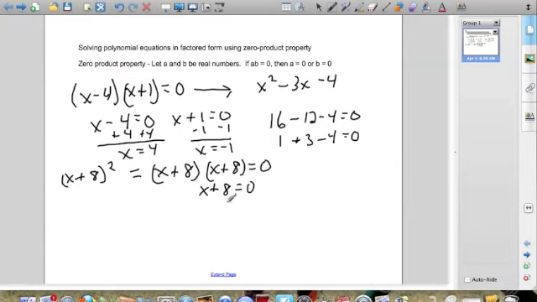Well, what can I put in for x to make that true? And the answer is negative 8. So this one only has one root, and it's negative 8. And again, you can check that solution back in the original equation.